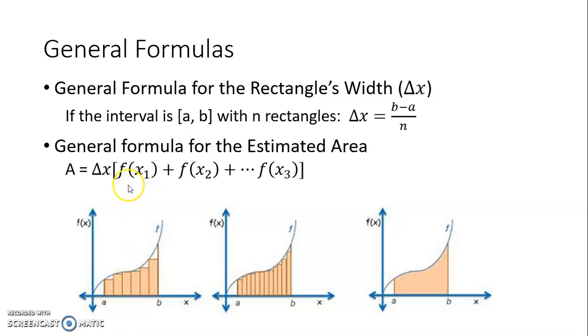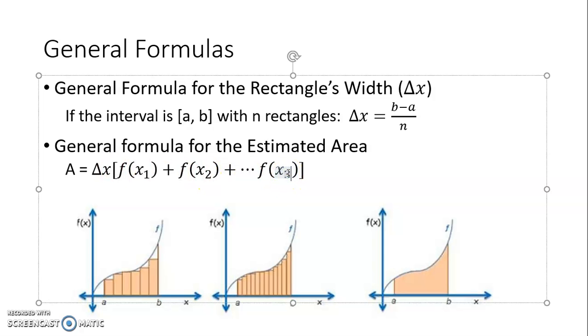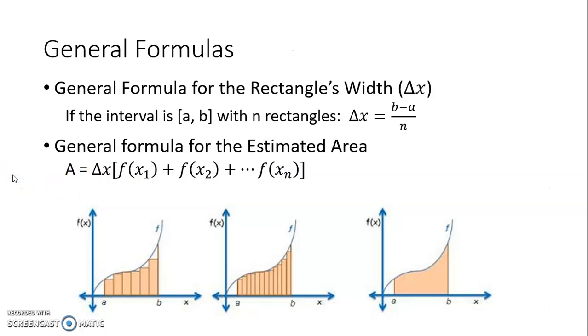Okay, so once you have the heights, if you wanted to find all of the areas, you can add all of the heights together. Okay, and then you can multiply by the widths. So you can add all of the heights together. This should have been x sub n. There we go. And you would be able to find that estimated area.